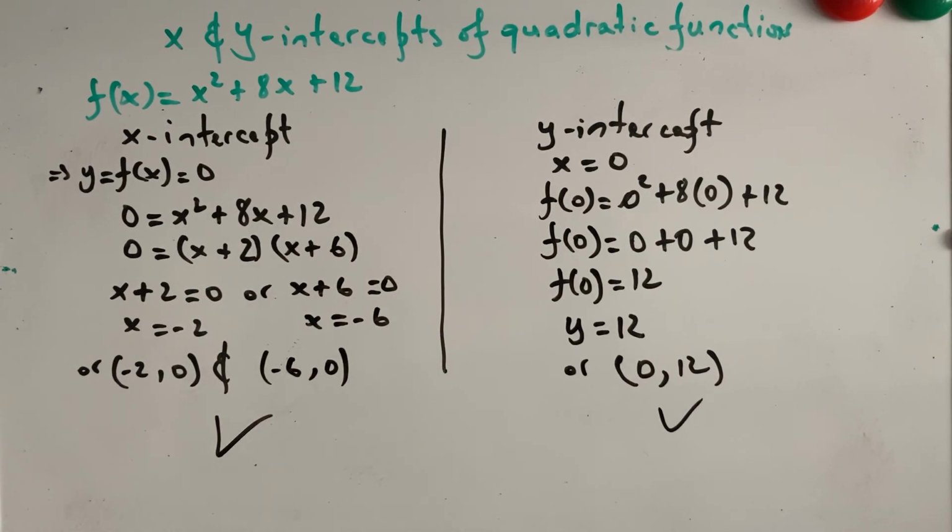Remember what we did? For the x-intercept, you need to let y be 0, then you solve. For the y-intercept, you need to let x be 0, and you solve.